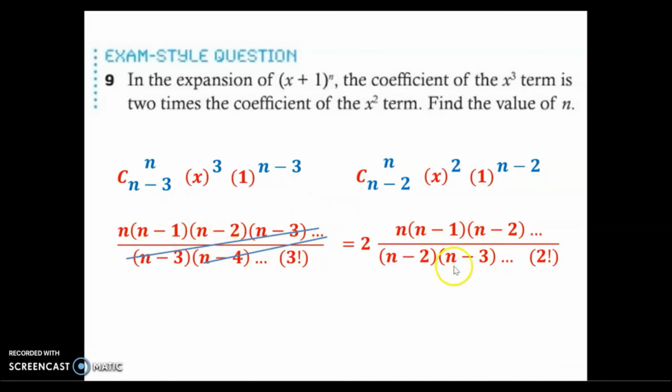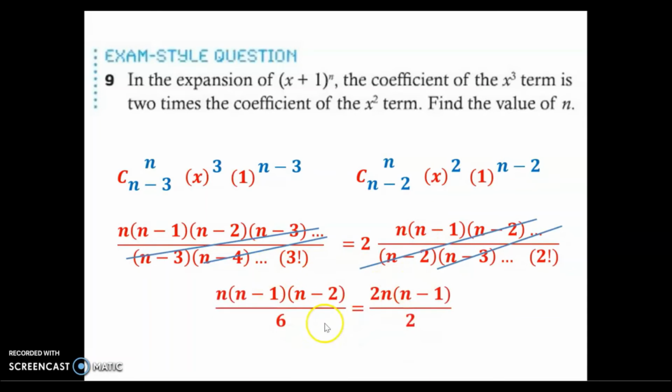Over here, some things cancel as well. The n minus 3 will cancel the next one there, and on, and all we'll be left with is this here. So we really have this equation now: those 3 things over 6, because 3 factorial is 6, equals 2n, because I multiply that 2 there, and then n minus 1, and on the bottom just a 2. This equation can now be solved.